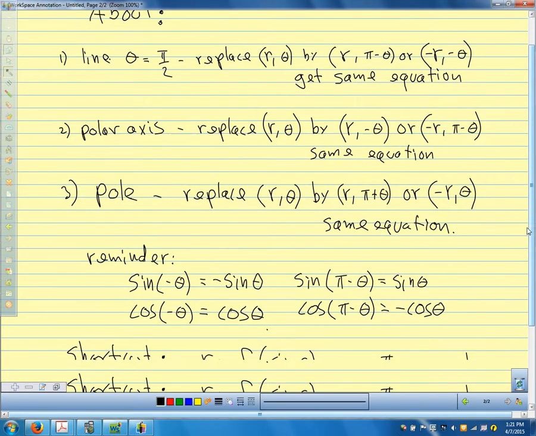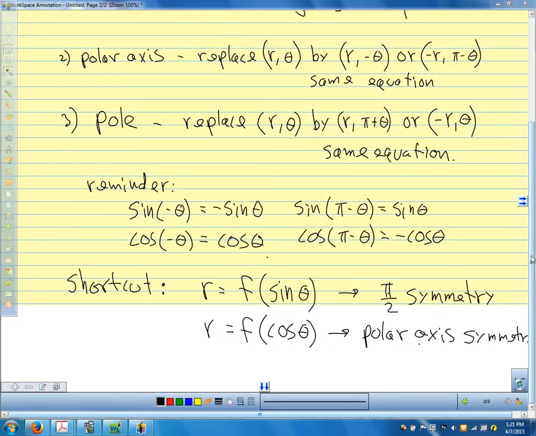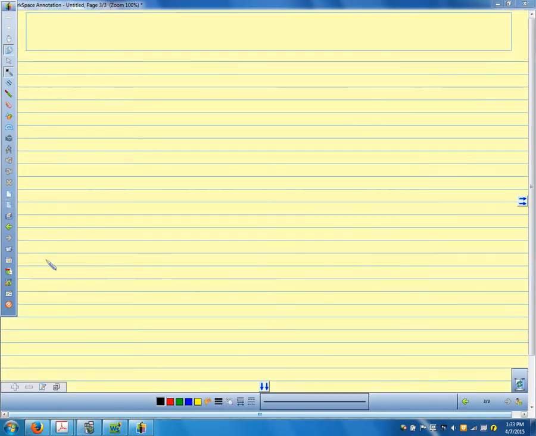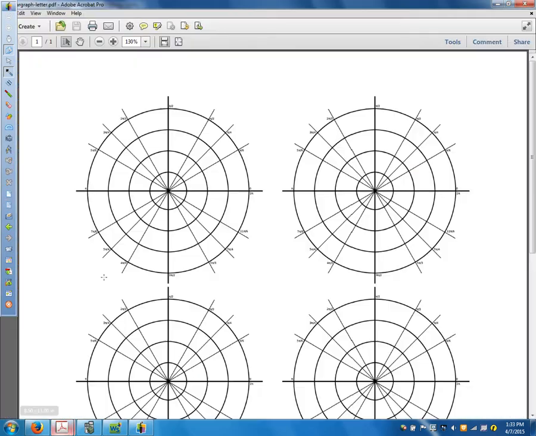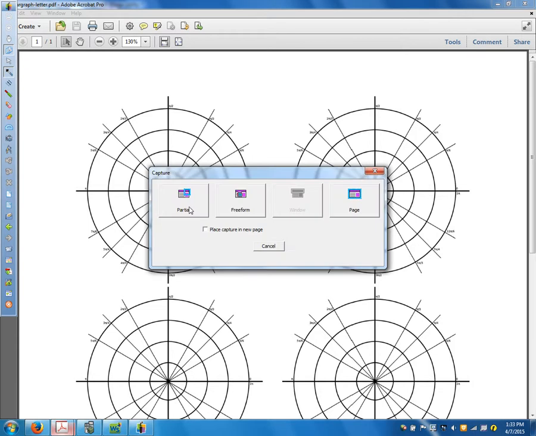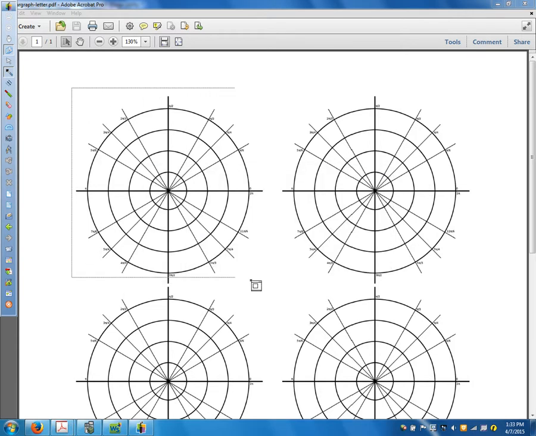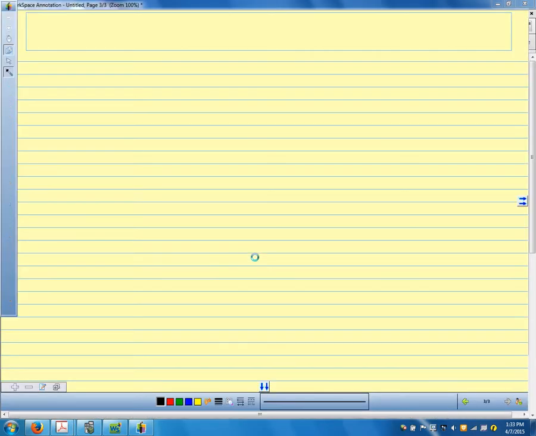All right, questions on our symmetry tests. So some of the problems are going to ask you to test an equation for symmetry about the various axes. But let's look at how we would use symmetry to help us sketch a graph. Okay. So let me grab another piece of graph paper, and we'll sketch another graph. And we're going to use symmetry to help us.